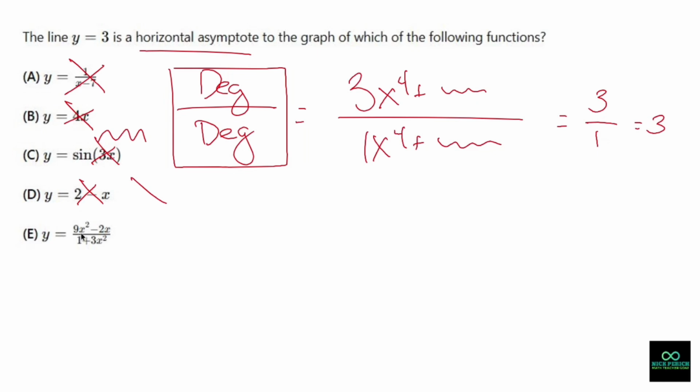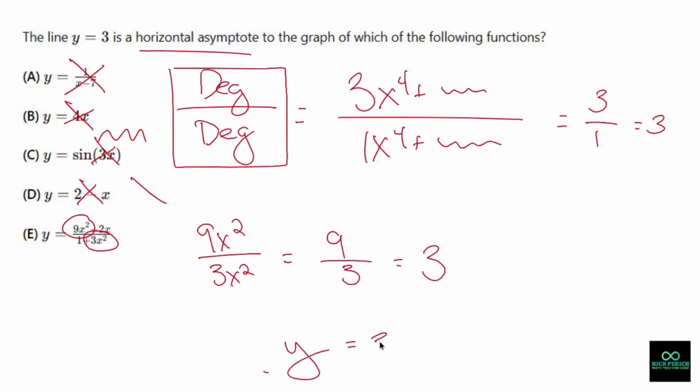You have 9x squared up here and 3x squared down there. So the degree in the numerator is the same as the degree in the denominator. So you focus on the leading coefficient over the leading coefficient, which is 9 over 3. That divides out to 3, which means your horizontal asymptote exists at y equals 3. And that's how you do that one.